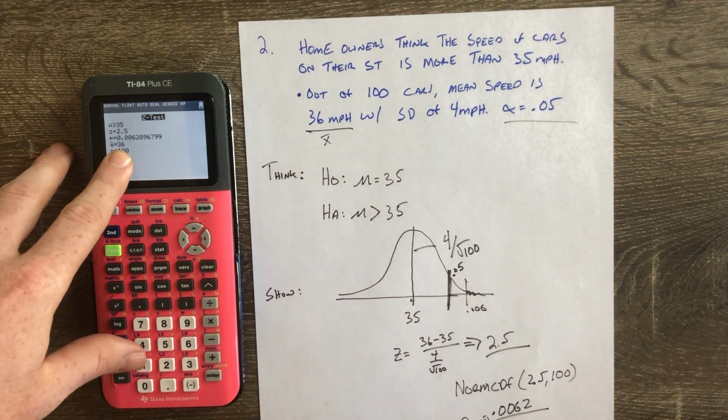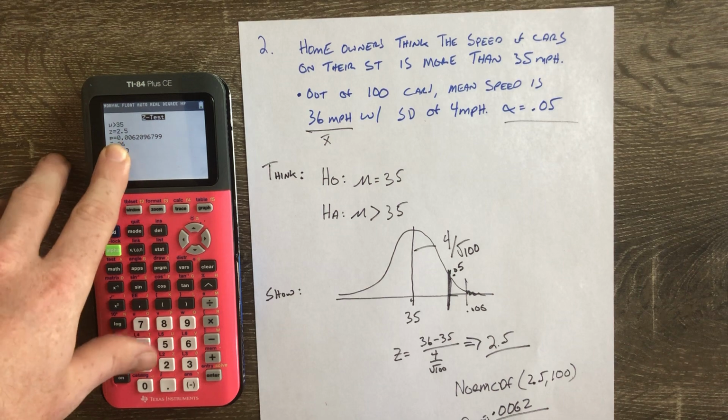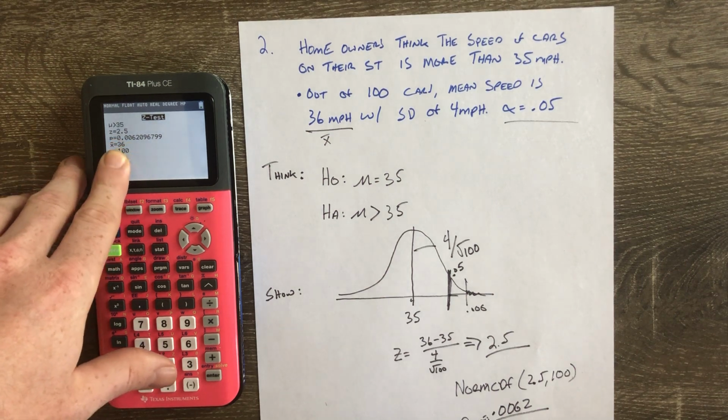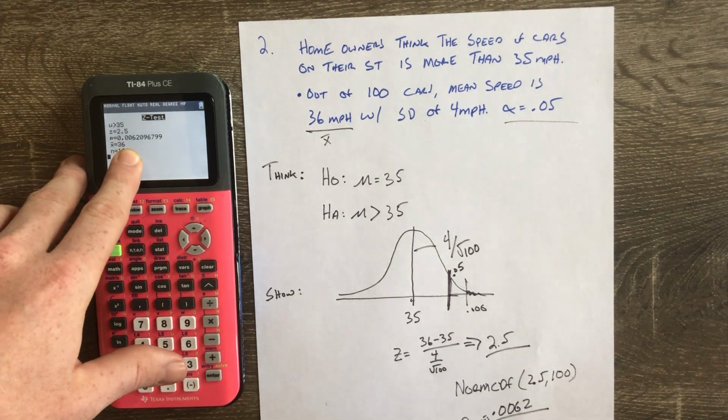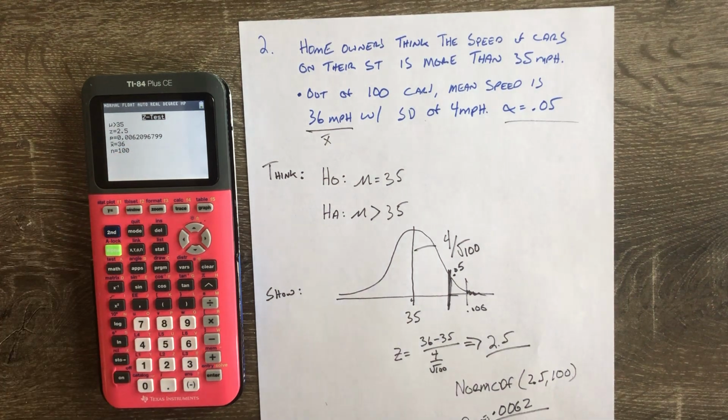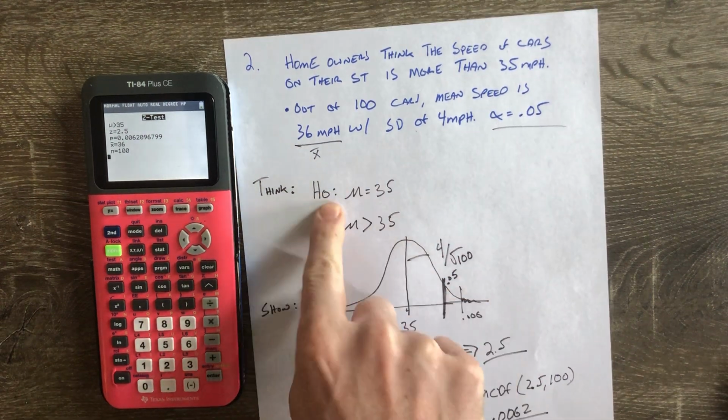There you go. Got the same p, got the same z, right? So it's 2.5 standard deviations from the mean. The probability of that happening is about 0.6%, which is very small. If the HO is low, if the p is low, the null hypothesis has to go.